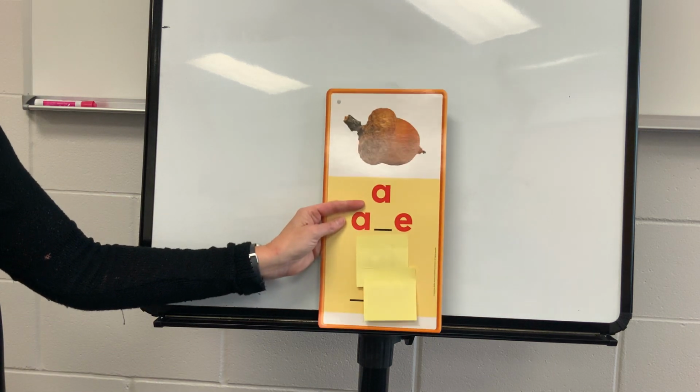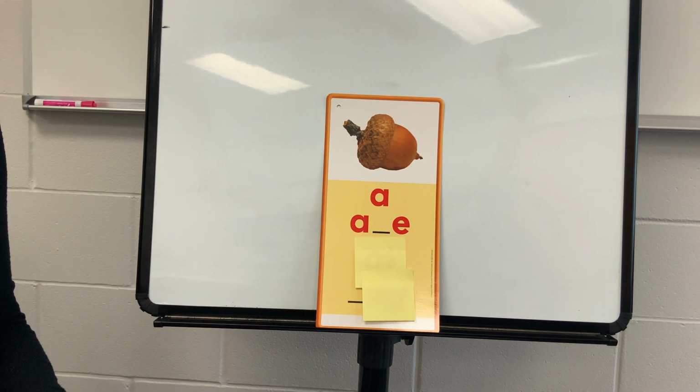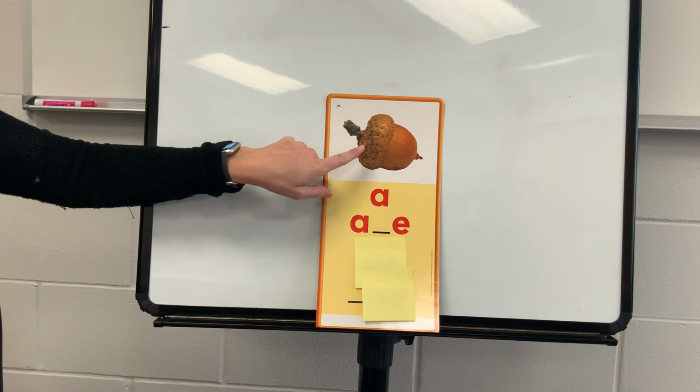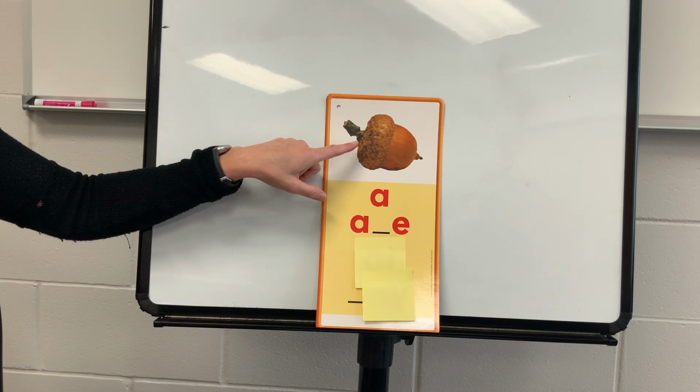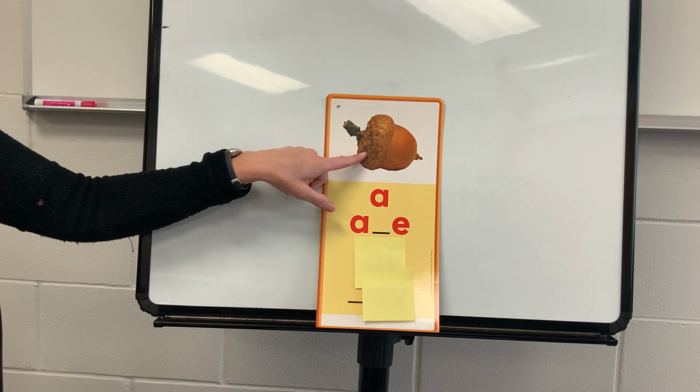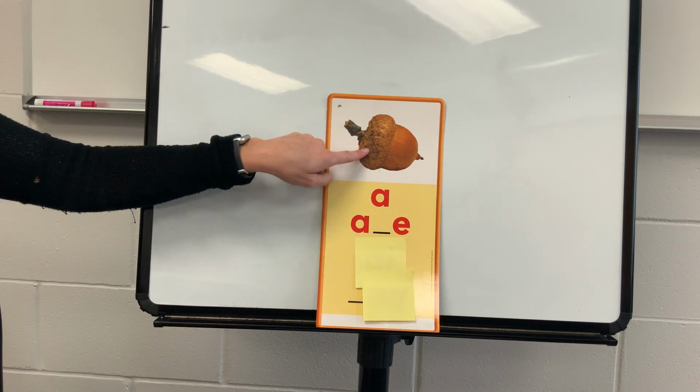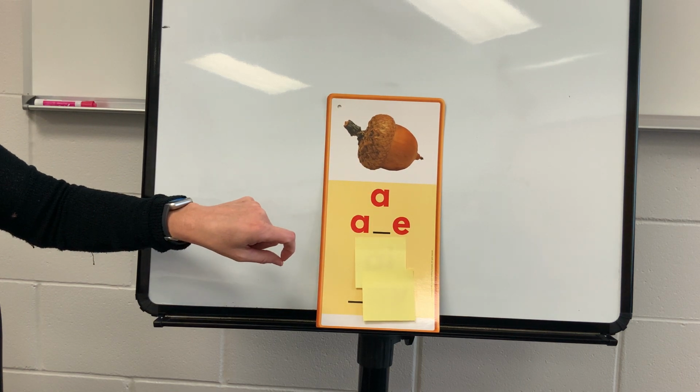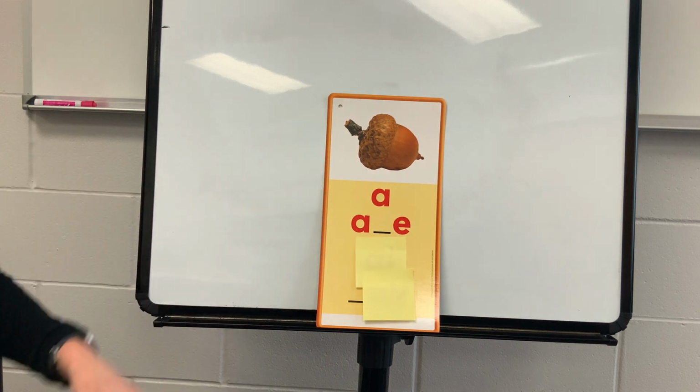Now we're going to review some sound spellings. We're going to talk about long vowels today. This is a picture of an acorn. The first sound we hear in acorn is A. What is this picture? Acorn. What is the first sound in acorn? A. Yes, A.